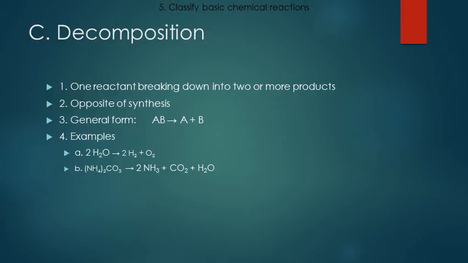Here is a slightly more complex example where we have a compound. This would be ammonium carbonate, and that's breaking down into 3 products. And one thing to notice here is the products don't necessarily have to be lone elements like we see up here in the water example. Notice on this example we have ammonia, carbon dioxide, and water as products, so it doesn't have to be an element as a product there.